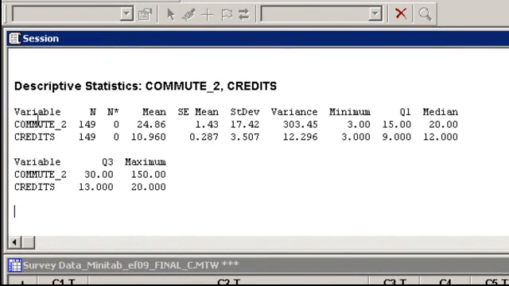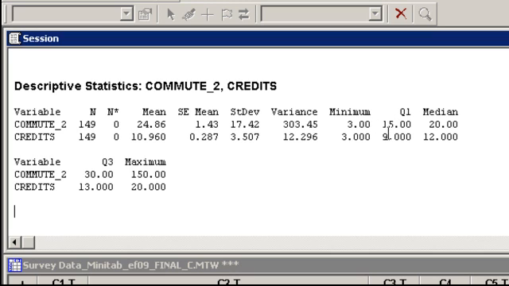And we see in the session window commute time and number of credits. We see that there were 149 students, both. No missing values. The mean for commute time was about 25 minutes. Standard deviation was 17.42. This is the variance, so if we take standard deviation and square it, we get the variance. The minimum was 3 minutes.